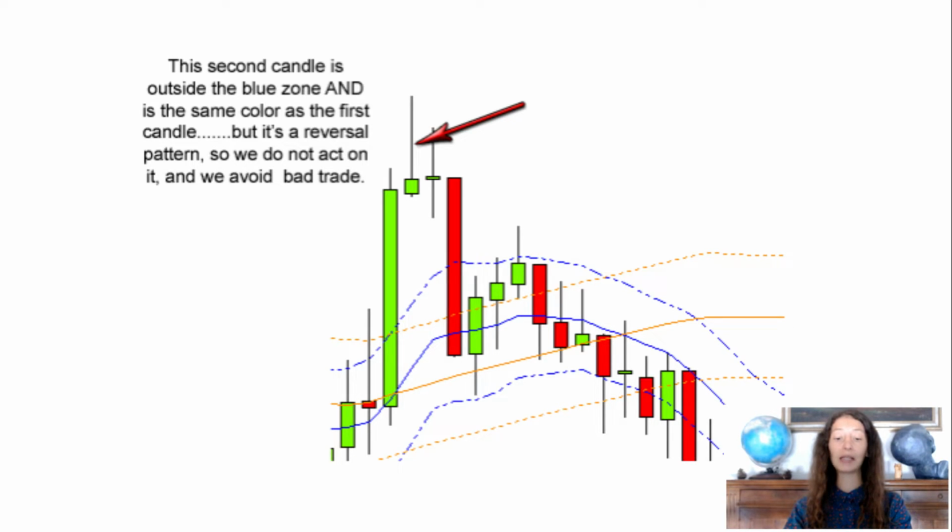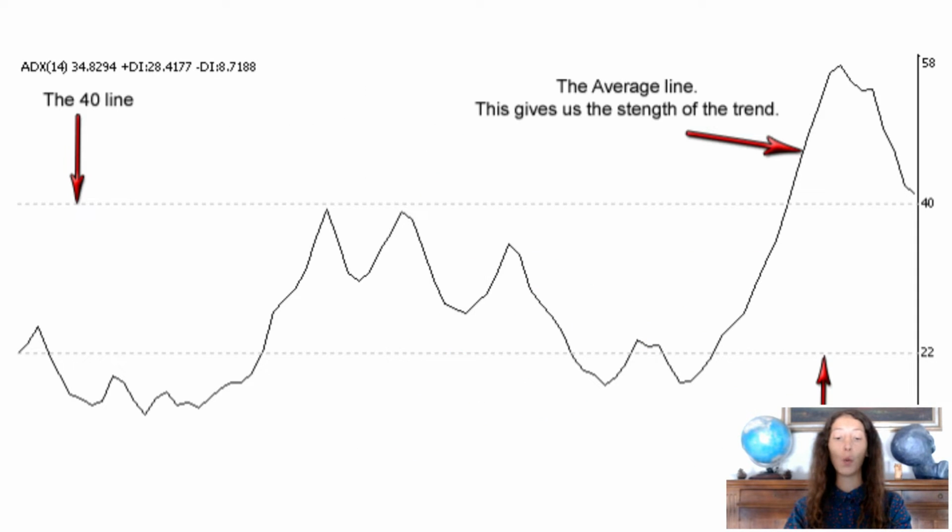The ADX must be above 22 and moving upwards. When the average line is below the 22 dotted line, it means there is no trend. When the average line is above the 40 dotted line, it means there is an extreme trend. When the average line is moving upwards, the trend is gaining strength. When the average line is moving downwards, the trend is losing strength.